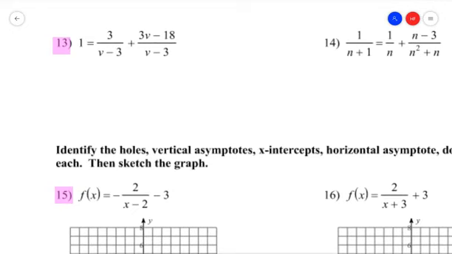So we're going to use that same method on number 13 since we have common denominators. We don't have to move it this time since they're both on the right side. So we're going to jump straight into making it into a single fraction.